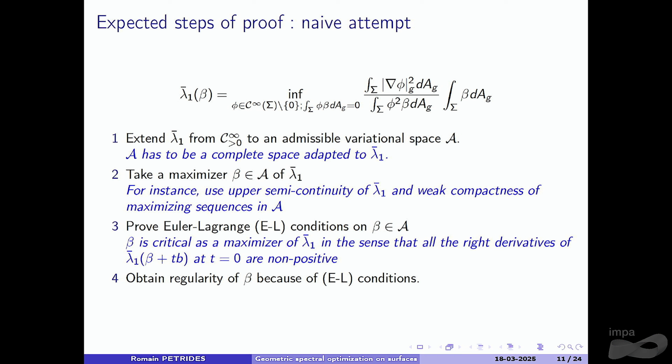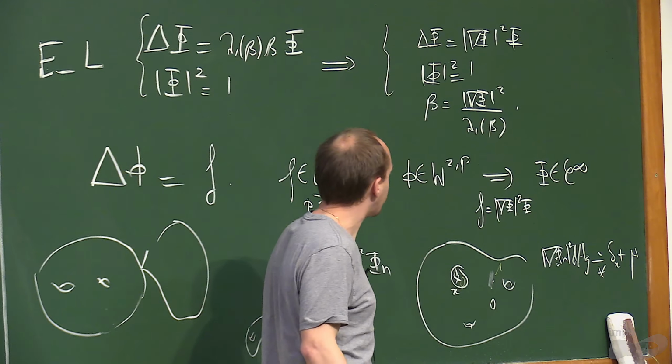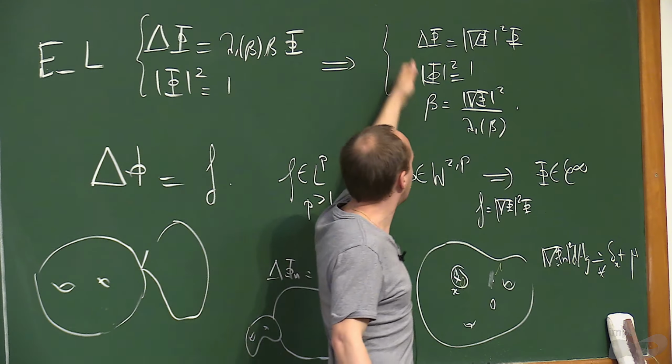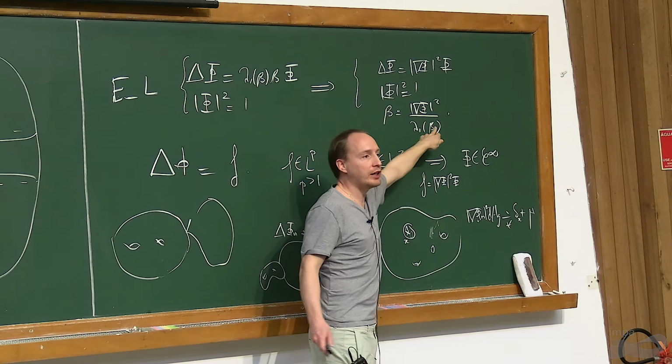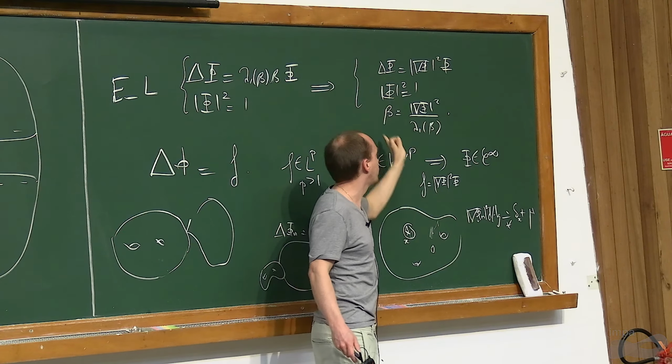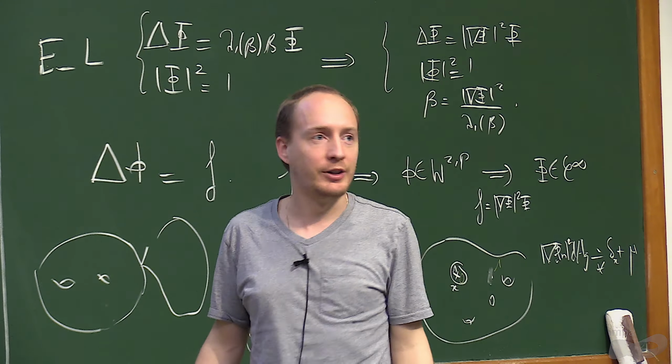And then you use regularity results on the Euler-Lagrange equation to prove that beta is smooth. So you use the regularity result of maps associated to beta, which are harmonic maps in the weak sense, so they are smooth. And then beta is connected to this smooth function, so beta is smooth. Sketch of proof.